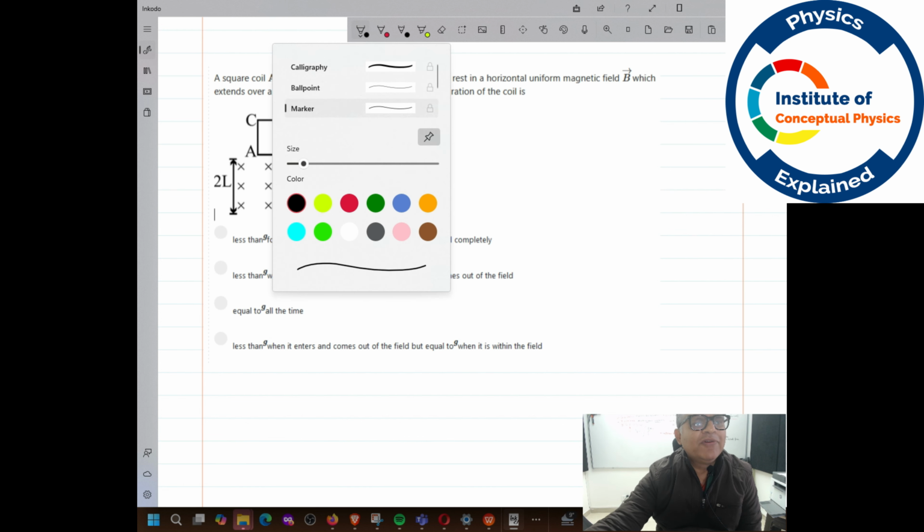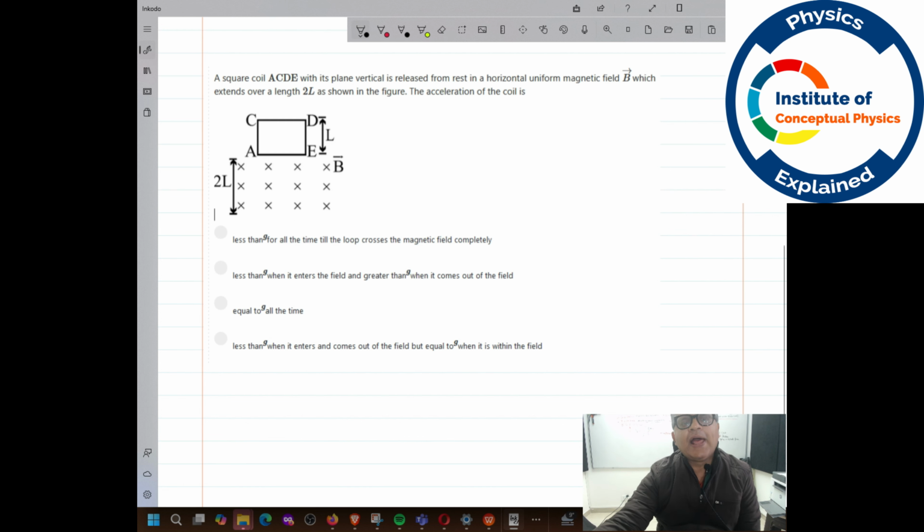So the keywords are free fall and Lenz's law. A square coil, with its plane vertical, is released from rest in a horizontal uniform magnetic field. So the magnetic field is horizontal, and the coil is coming down like a free falling body, which extends over a length of 2L. So this is the length of the field. You have to decide the acceleration of the coil.